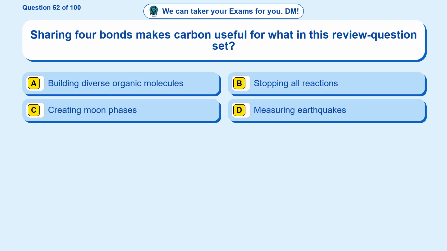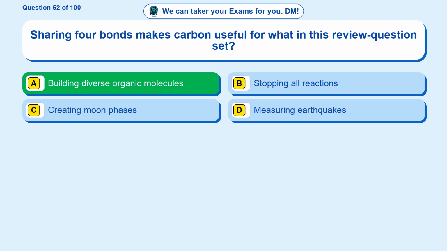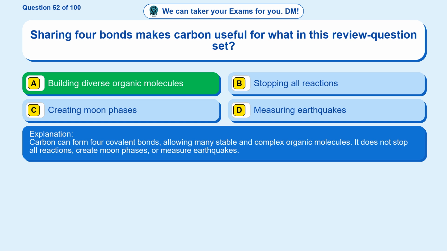Question 52. Sharing 4 bonds makes carbon useful for what in this review question set? Option A building diverse organic molecules. Option B stopping all reactions. Option C creating moon phases. Option D measuring earthquakes. The correct answer is option A. Building diverse organic molecules. Carbon can form 4 covalent bonds, allowing many stable and complex organic molecules. It does not stop all reactions, create moon phases, or measure earthquakes.